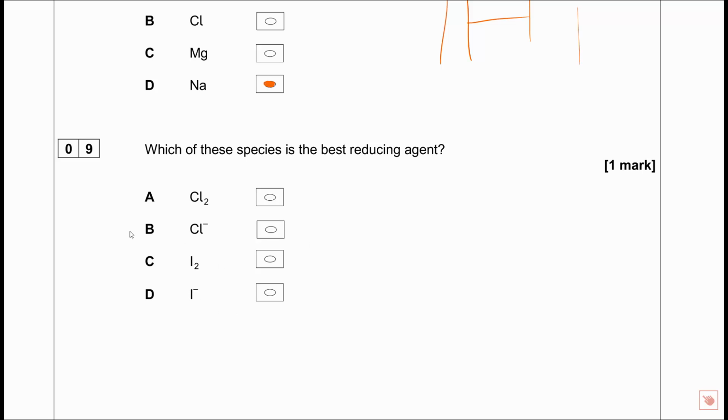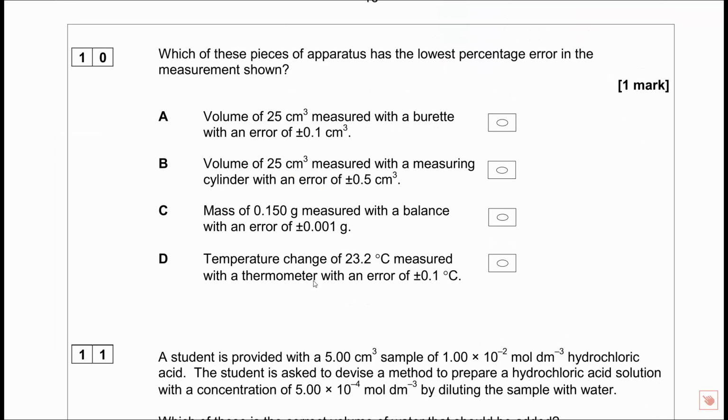So we're looking for either this or this, because they're our negatively charged ions, so they're the ones that are probably going to look to lose electrons more than the diatomic molecules here. And really the one that's biggest is going to be the one that loses electrons most easily, so iodide ions are the one.